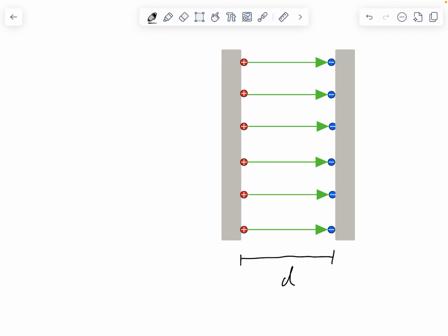It's kind of like if you've ever walked across a carpeted room in your socks and then gotten shocked when you touched a doorknob or a light switch. It's when that d gets small that we get the discharge. It's not when we're farther away.